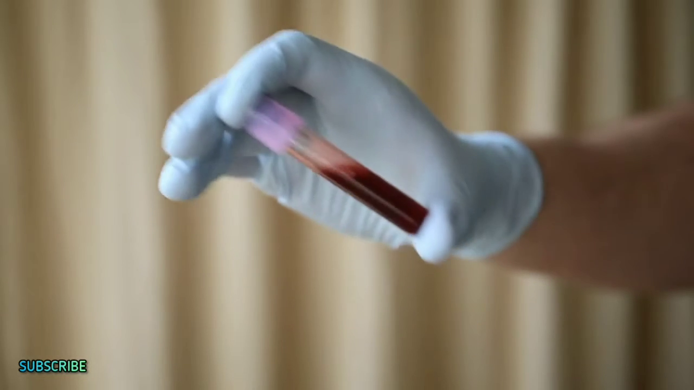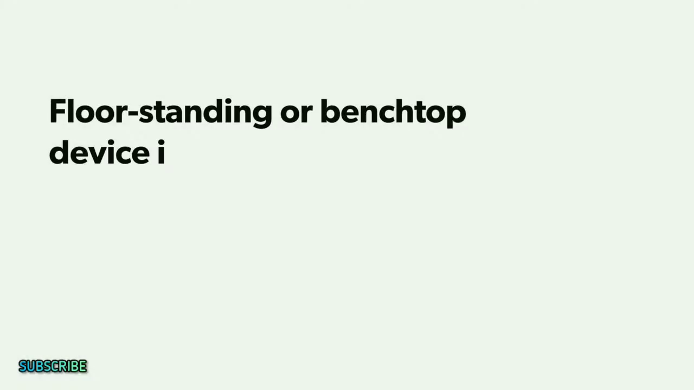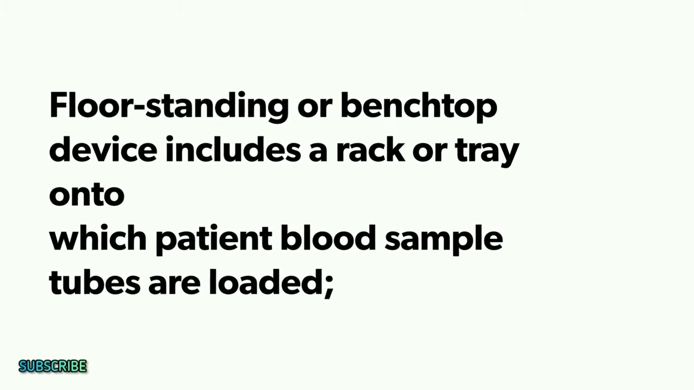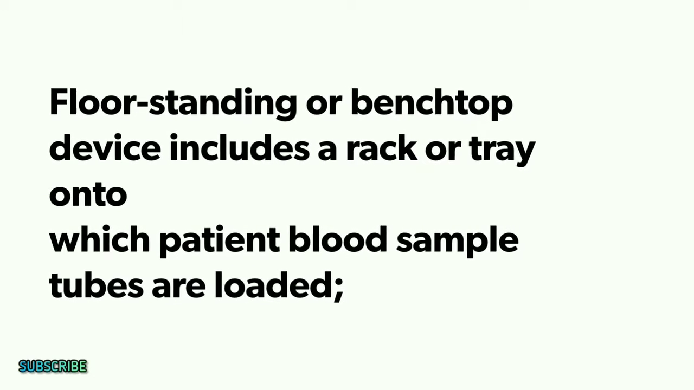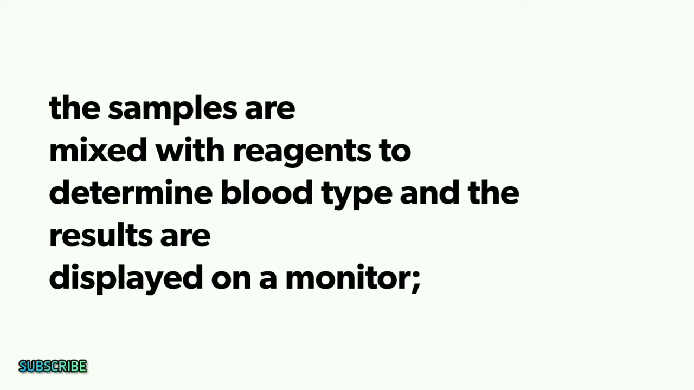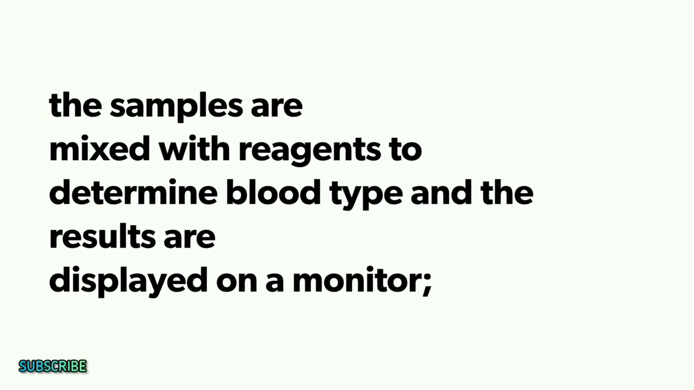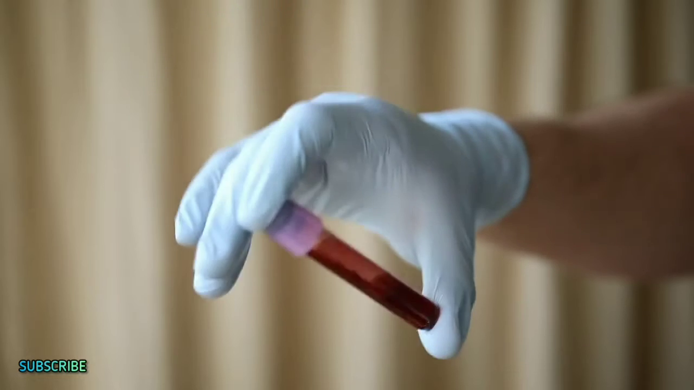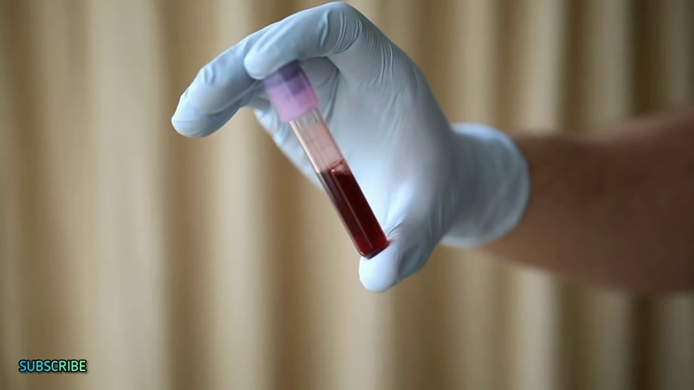First, I'll tell you how this machine looks. It is floor standing, or a benchtop device, which includes a rack or tray onto which the patient's blood samples are loaded. The samples are automatically mixed with some reagents to determine the blood type, and the results are displayed on a monitor. There are also vessels inside it, a monitor, keyboard, mouse, and a printer, and they may be connected for programming data entry.